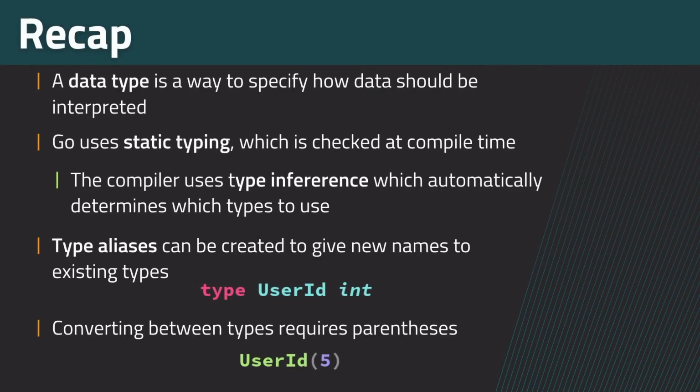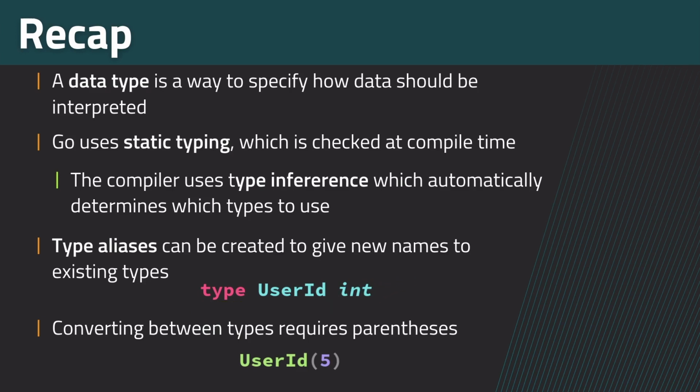Let's recap. A data type is a way to specify how data should be interpreted by Go. Go uses static typing, which is checked at compile time. The compiler uses a technique called type inference, which automatically determines which type to use. Type aliases can be created to give new names to existing types. And here we have an example of how to do it. We use the type keyword, followed by the name that we want, along with the underlying type.